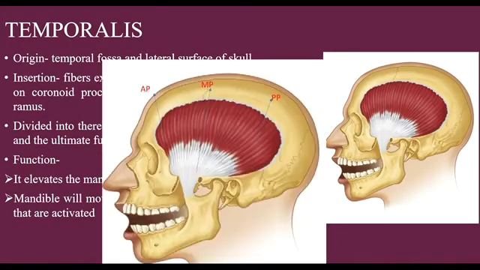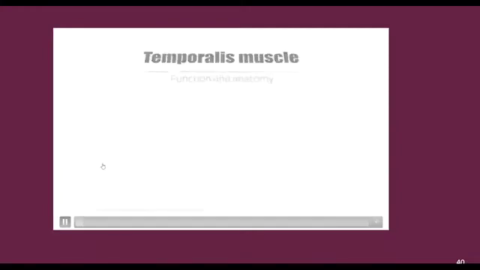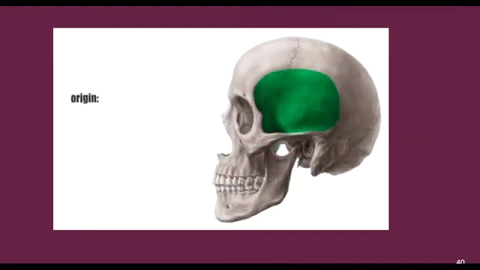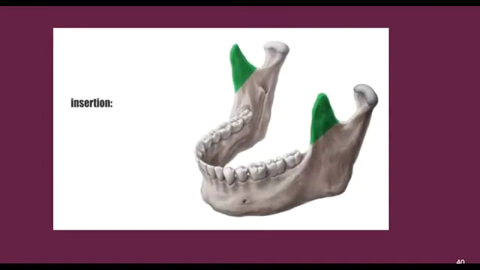Temporalis muscle. The temporalis muscle is a flat fan-shaped muscle on the lateral side of the skull, highlighted here in green. The origin of the temporalis muscle is from the temporal fossa and lateral surface of the skull. For the insertion, it extends downwards and forms a tendon that inserts onto the coronoid process and anterior border of the ascending ramus.